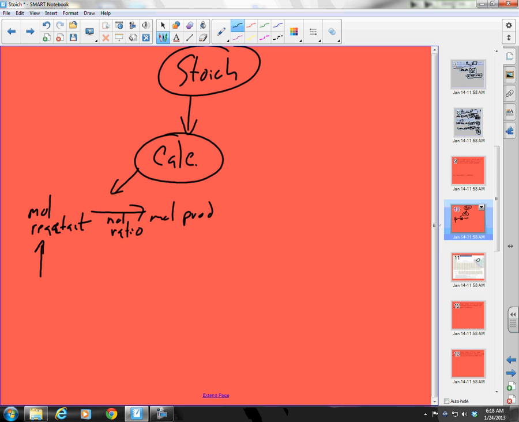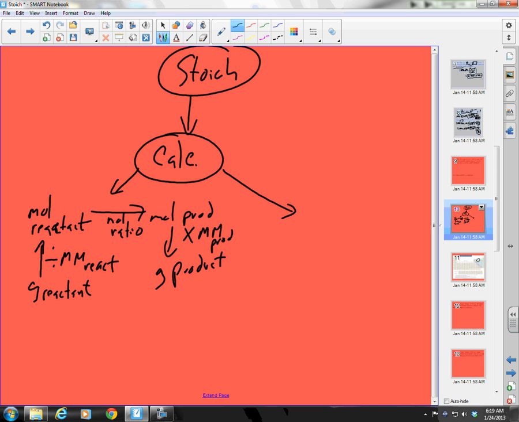Or I could go grams of reactant to mole of reactant, use mole ratio to get mole of product to give grams of product, right? And all I have to do that is divide by my molar mass of my reactant, and this would be multiplied by the molar mass of my product, right? And then we said we can do some more specialized kinds of reactions called limiting reagent, or limiting reactant questions, right?